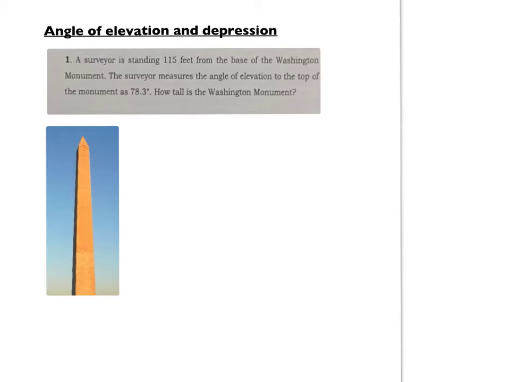We're going to start looking at angle of elevation versus depression. And we're going to start out with angle of elevation first. It's always the easiest one. And we have a surveyor that is standing 115 feet from the base of the Washington Monument. Okay? And the angle of elevation, they tell you, is 78.3 degrees.